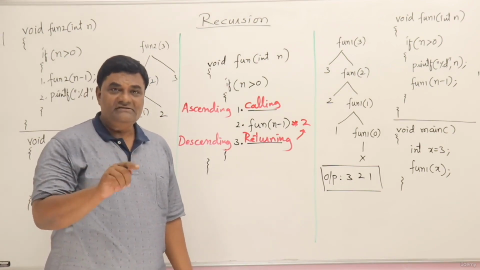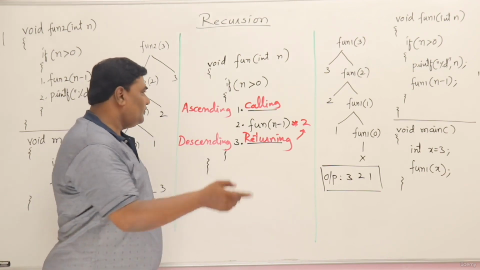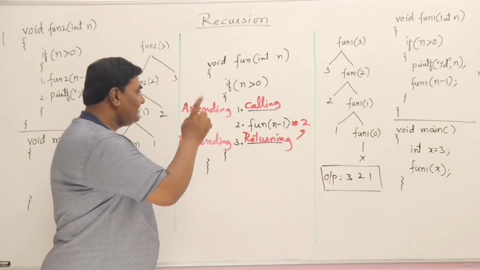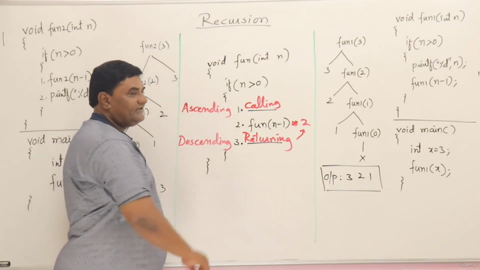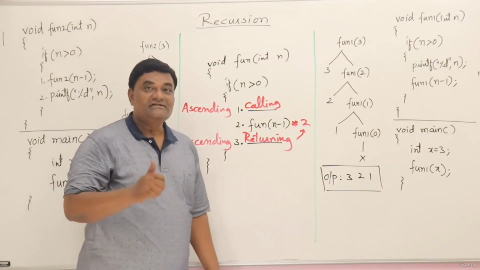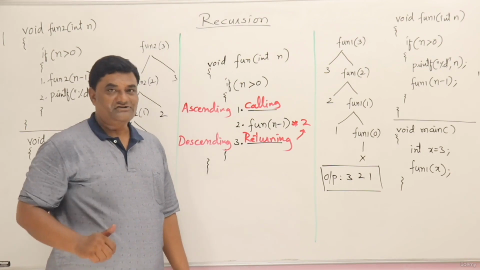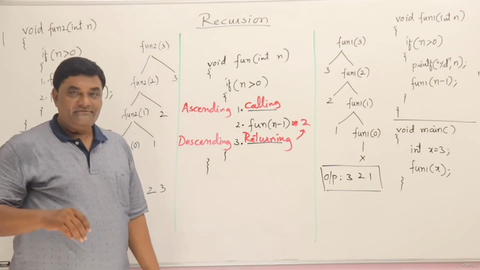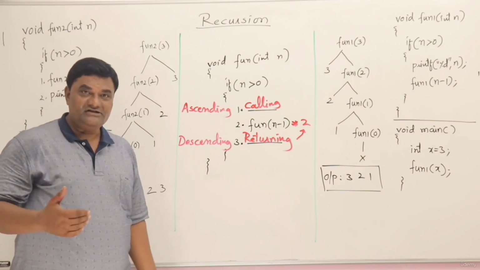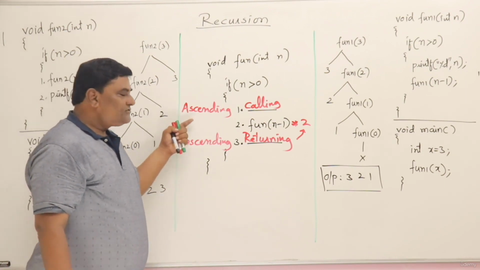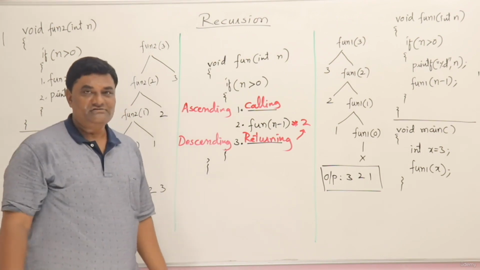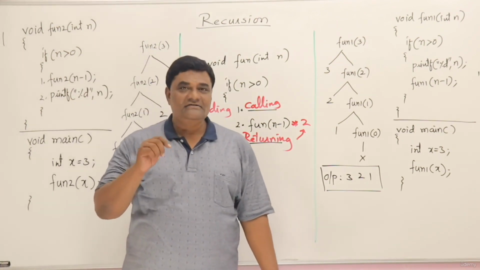But the difference is a loop will have only an ascending phase, but a recursion will have ascending as well as descending phase. So that is the strength or power of recursion, that you can utilize or exploit it for writing code more easily. So these two phases are there. The descending phase is there only in recursion. So that's all. I end here in this video.